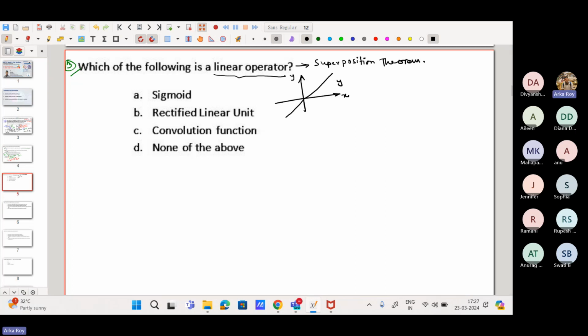So in the last class, we have seen that y equal to mx is a linear system, a linear operation. However, y equal to mx plus 3, even though the response is a line only, as far as the system is concerned, does not obey the superposition theorem, so this is not a linear system. It is a non-linear system.